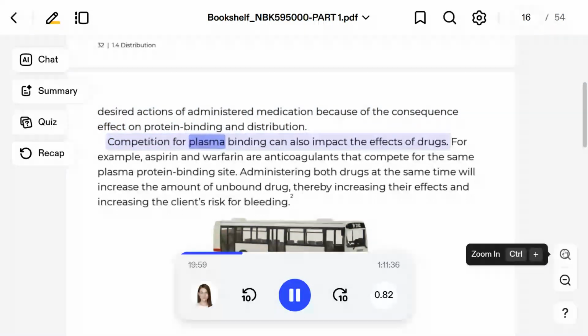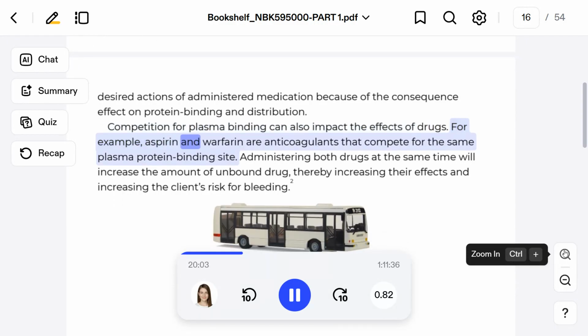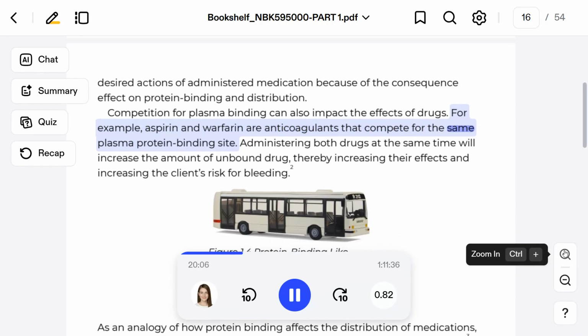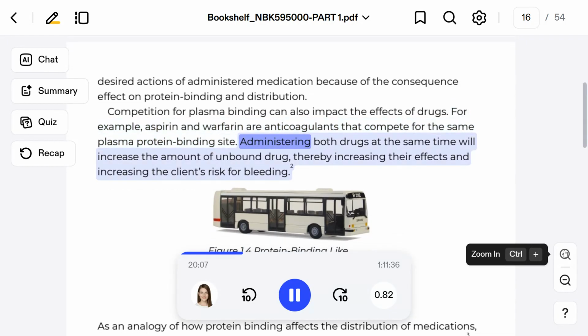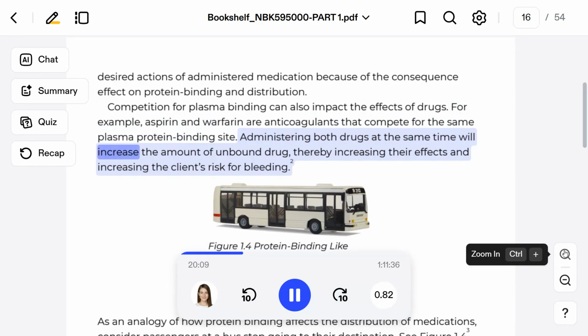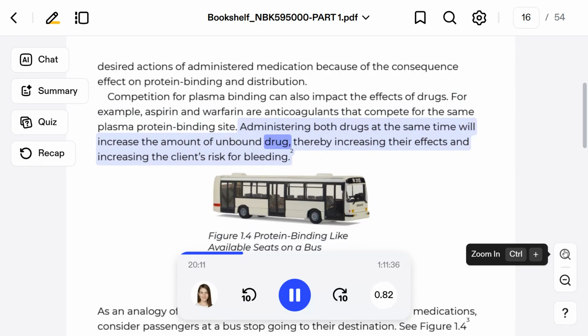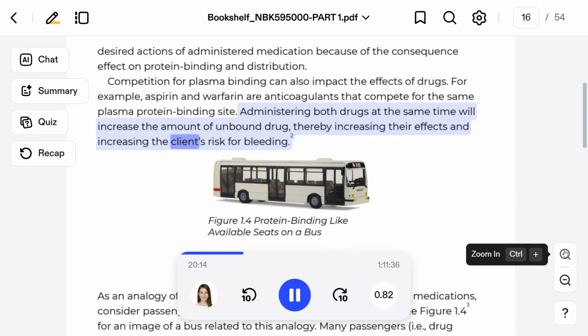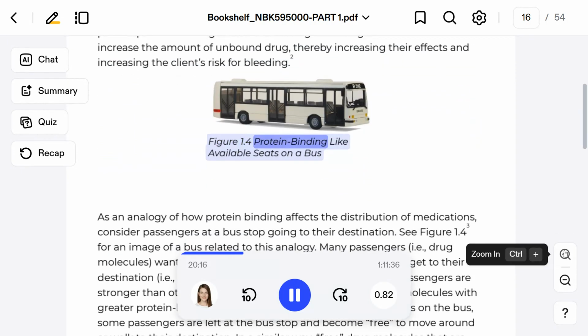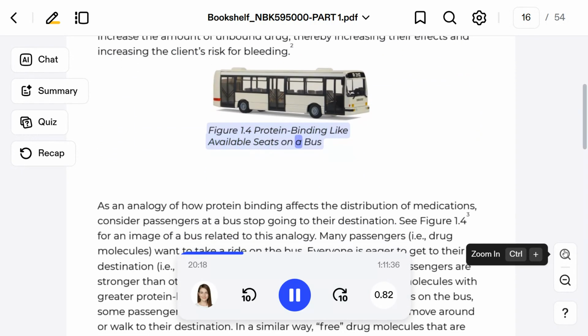Competition for plasma binding can also impact the effects of drugs. For example, aspirin and warfarin are anticoagulants that compete for the same plasma protein binding site. Administering both drugs at the same time will increase the amount of unbound drug, thereby increasing their effects and increasing the client's risk for bleeding. Figure 1.4: Protein binding like available seats on a bus.